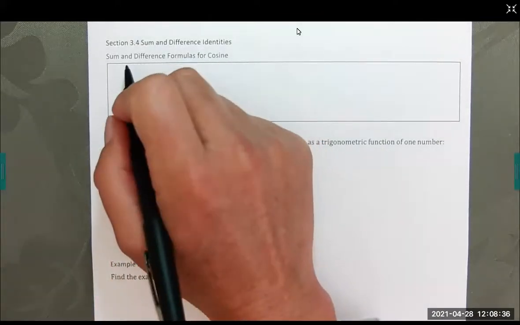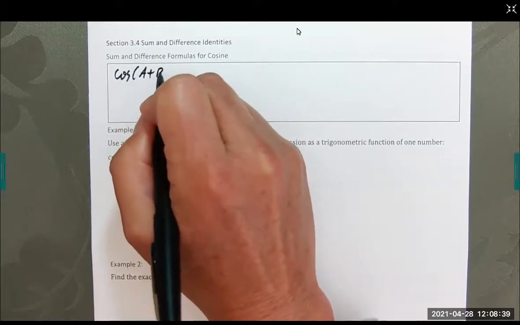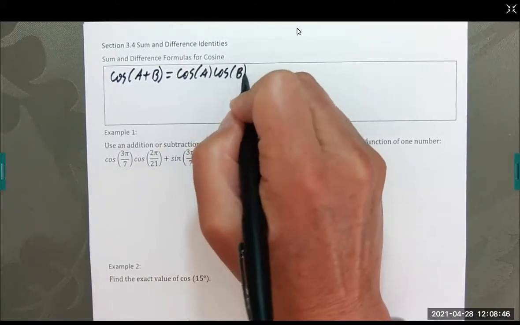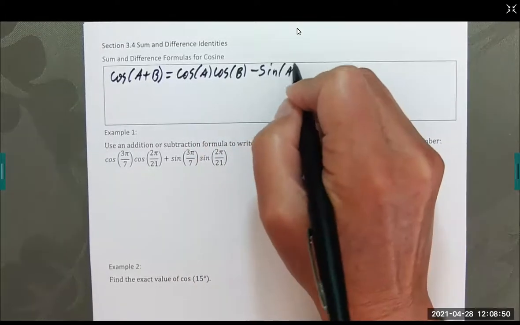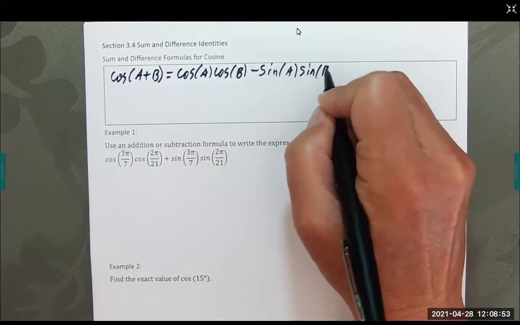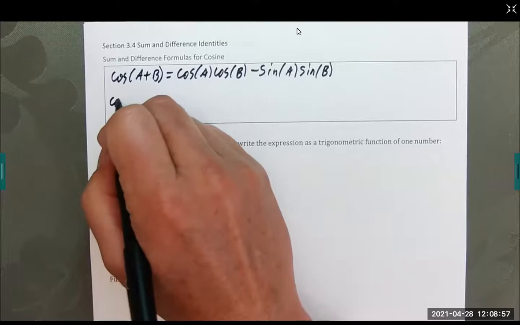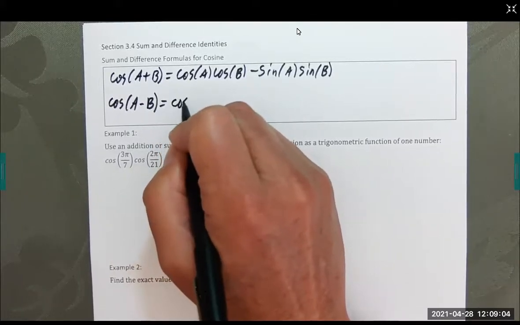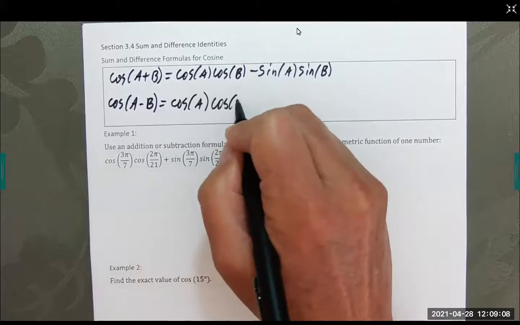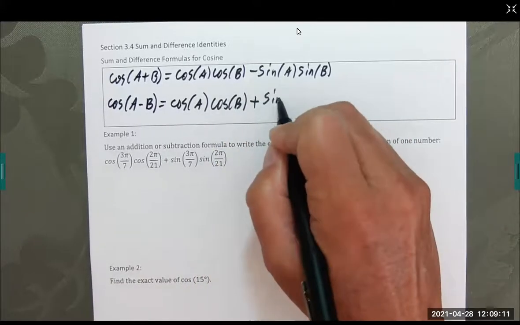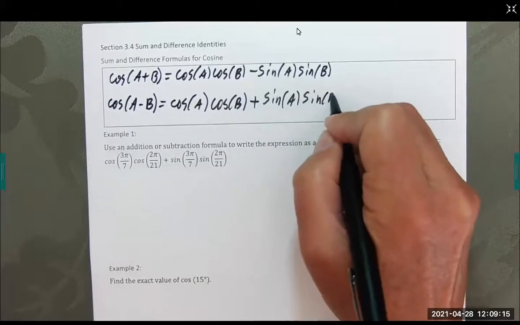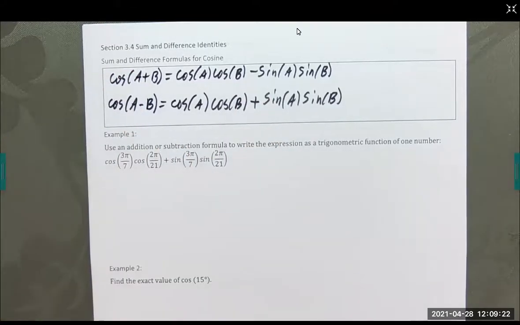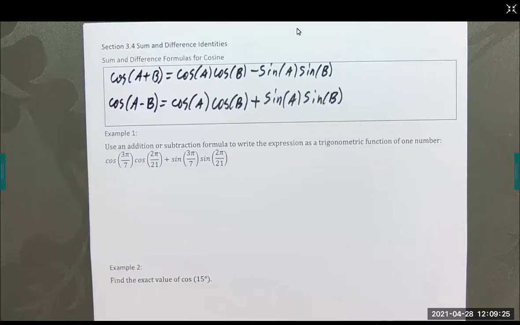So here we go. The cosine of angle A plus angle B is cosine A, cosine B, minus sine A, sine B. And the difference, cosine of A minus B, is similar. Cosine A, cosine B, now plus sine A, sine B. Now I want to make it clear, when it's addition, it becomes subtraction. And when subtraction becomes addition, they're exactly opposites of each other. And again, I show where all that comes from.